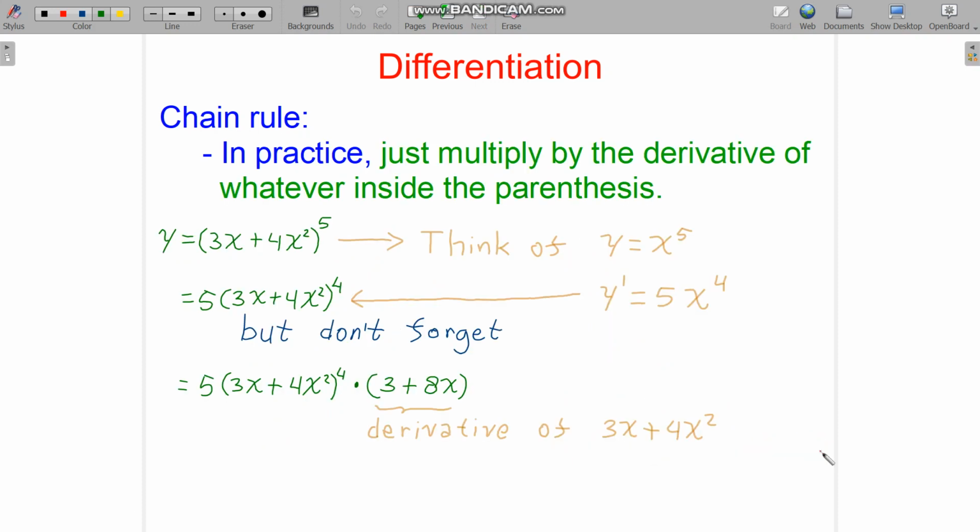So in practice, all we have to do is think of this as y equals x to the power of 5, in which we get 5x to the power of 4. So just 5 times the same thing inside the parentheses, exactly the same, to the power of 4. But we have to multiply by the derivative of the 3x plus 4x squared, which is 3 plus 8x. So just differentiate and we multiply by the derivative of whatever is inside the parentheses.